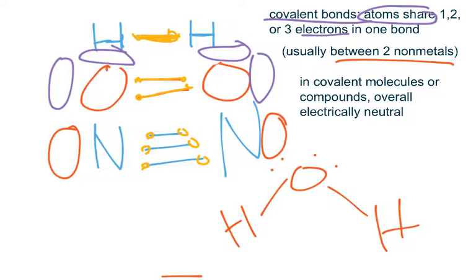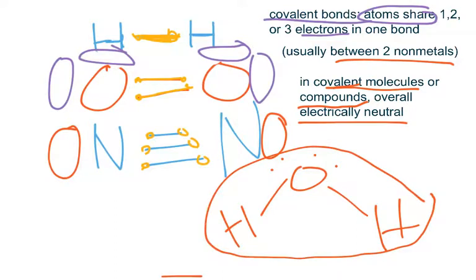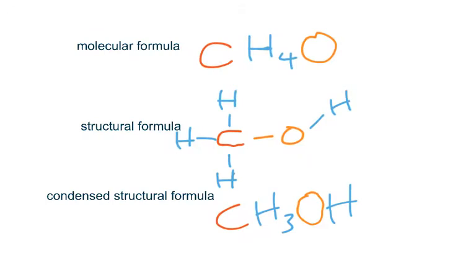We call molecules with covalent bonds covalent molecules or even covalent compounds. And something else you should know about covalent molecules or compounds is that they are electrically neutral, meaning that the overall charge of this molecule right here will be 0. So let's get on to our next topic immediately. When we write out molecules or compounds, the most common way is to write their molecular formula.